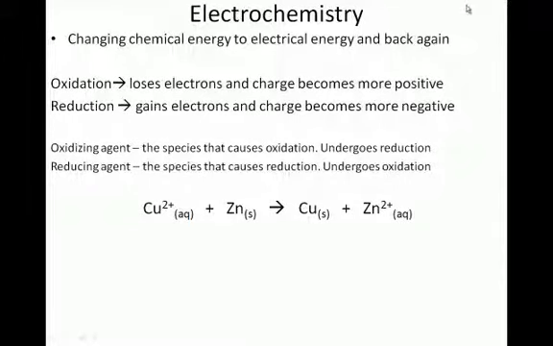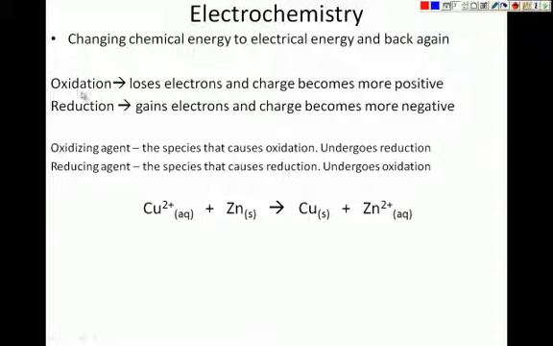Okay, today we're going to be doing some learning about electrochemistry. Electrochemistry is the process of changing chemical energy into electrical energy and electrical energy back into chemical energy. So there's a few vocab words that we need to get through first.